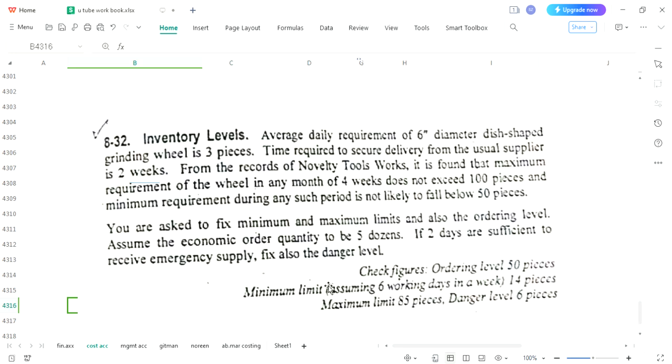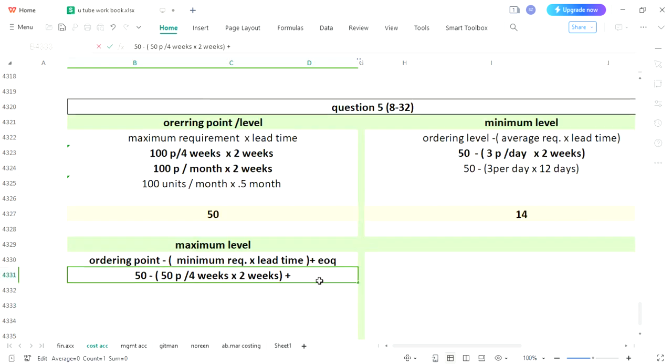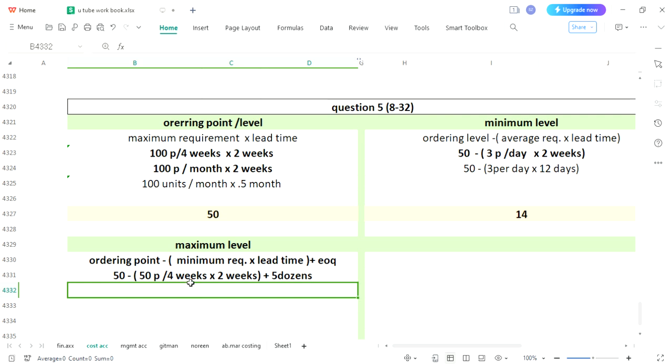And where is economic? Here. Assume economic order quantity is 5 dozens, so you will write over here 5 dozens. So there are several things mismatch. First thing is minimum requirement, which is given for 4 weeks and it should be for 1 week. Secondly, economic order quantity given is in dozens, while all other inputs are in terms of pieces.